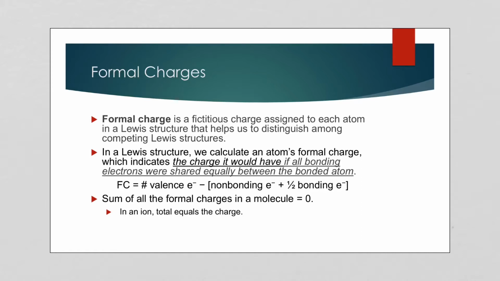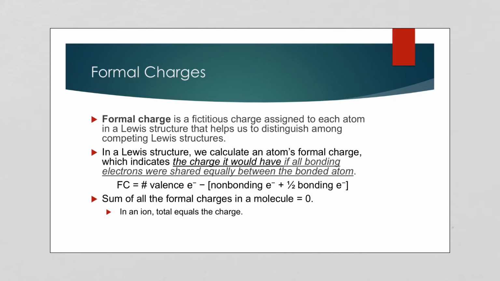Now, sometimes we get to a point where we have resonance structures, but maybe one of them is better. So this is a better structure. It makes more chemical sense. It's more stable, whatever reason we might come up with. It's a better structure. Now, one tool that we can use to show if one structure is better than another is what we call formal charges.